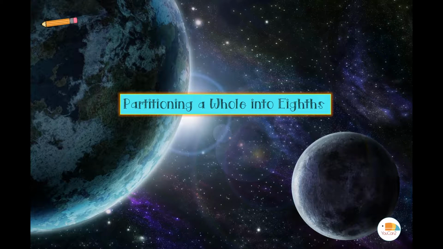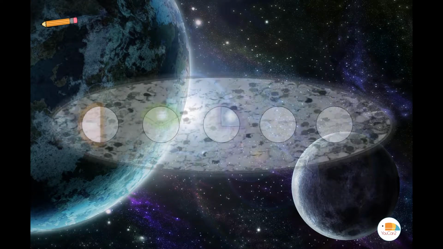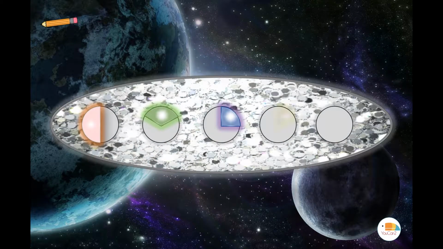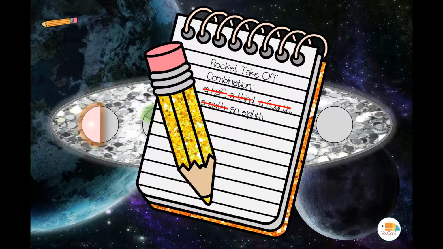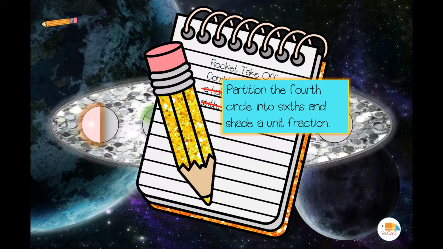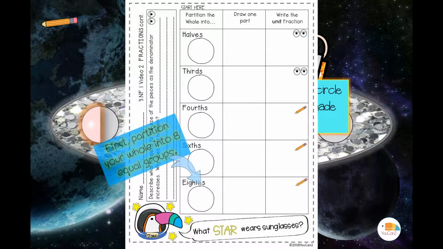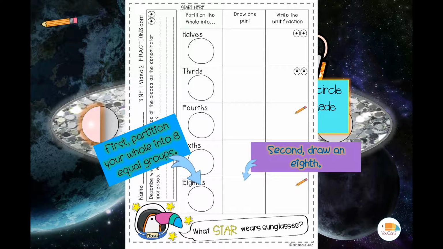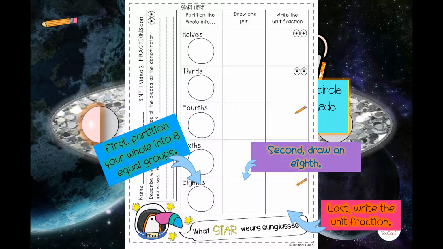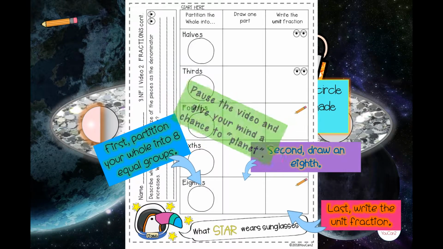Ucan, let's find your control panel and activate that 6th. Can you do it? You got it. Let's check our combination again. Looks like we need an 8th in the last button. I think you got this. Remember, it's a pencil problem, so you'll want to partition the last circle into 8 groups. Then draw an 8th, and last, write your unit fraction. Don't forget to pause the video. Super important. You need to give your mind a chance to plan it.